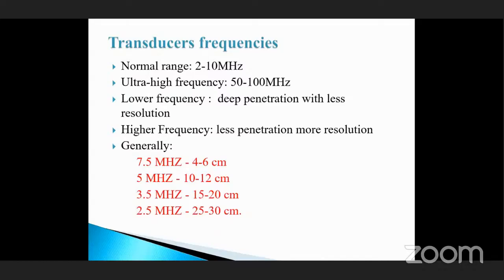Generally, we use a 7.5 megahertz transducer for a thickness of up to 4 to 6 centimeter, a 5 megahertz transducer for thickness up to 10 to 12 centimeter, a 3.5 megahertz transducer for 15 to 20 centimeter thickness, and a 2.5 megahertz transducer for thickness up to 25 to 30 centimeter. Generally, in veterinary practice, we use the 3.5 megahertz transducer in case of small animals, 2.5 to 3.5 in large animals, and 7.5 megahertz in case of small breed dogs.